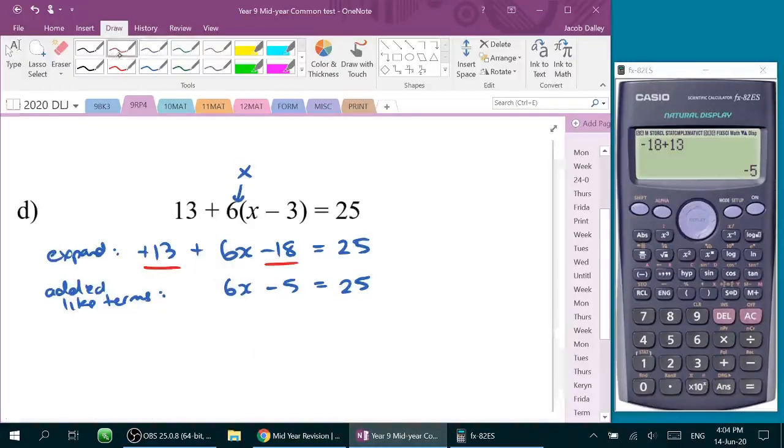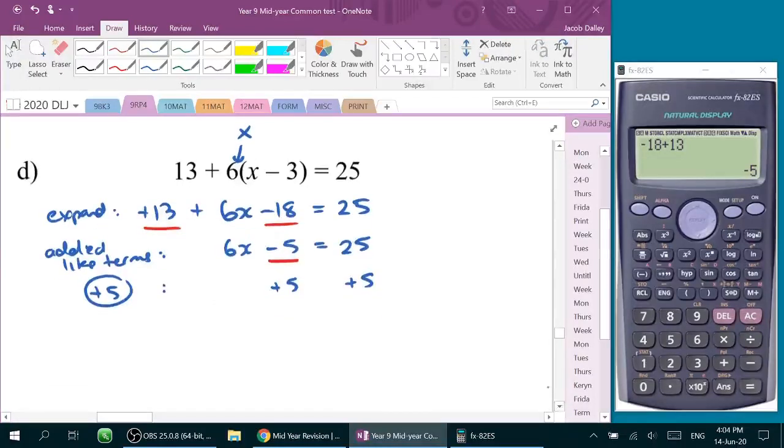So the positive 13 and the negative 18 became a negative 5. Our next step after that will be to add 5 to both sides. So we're going to add 5 to both sides of the equal sign. And that'll leave us with 6x, and our negative 5 and our positive 5 are going to cancel, and leave us with 25 plus 5 is 30.